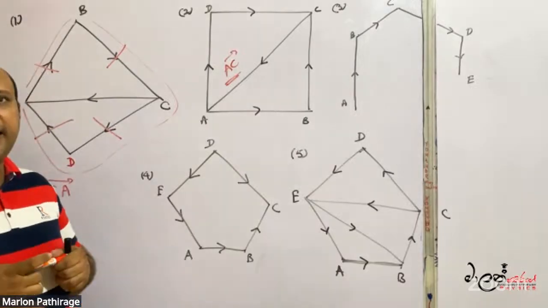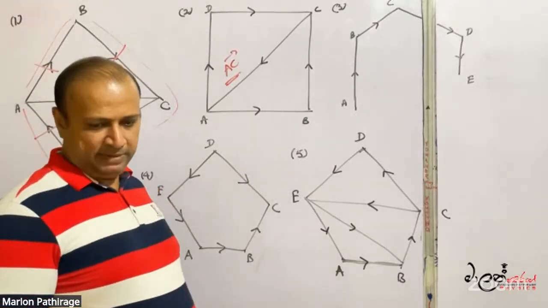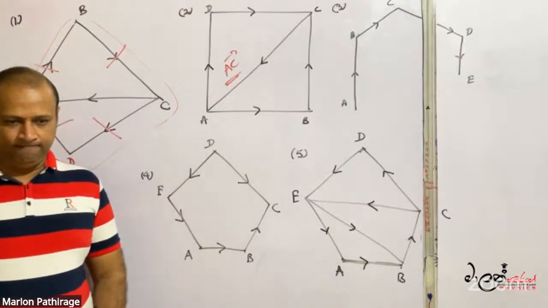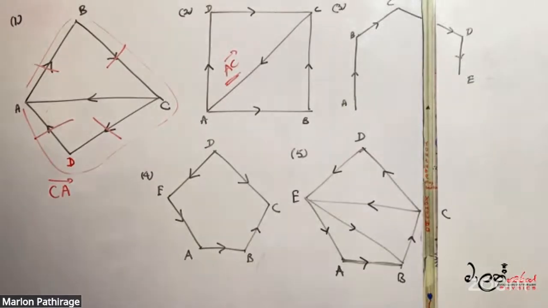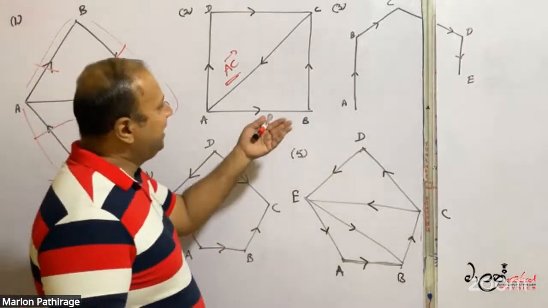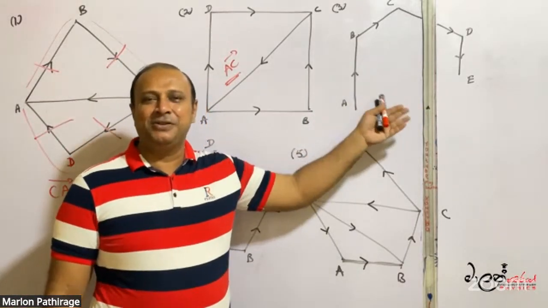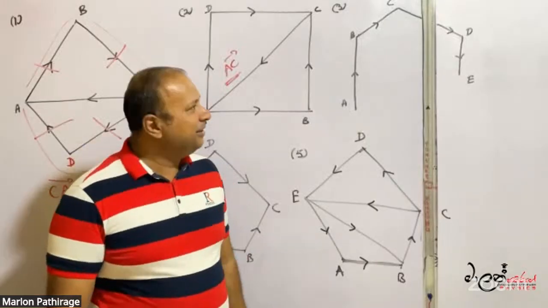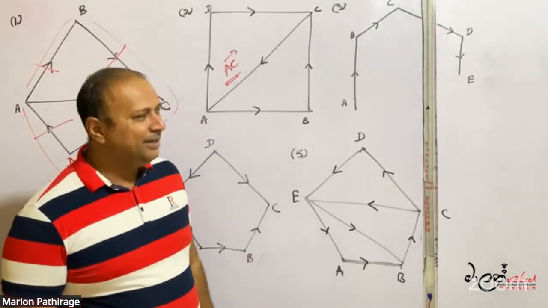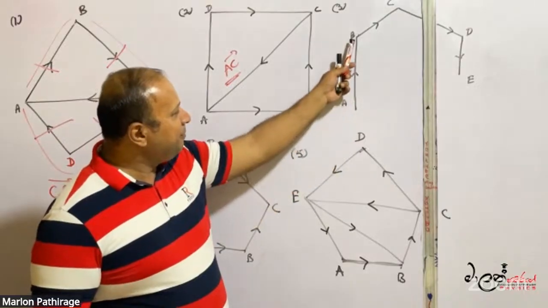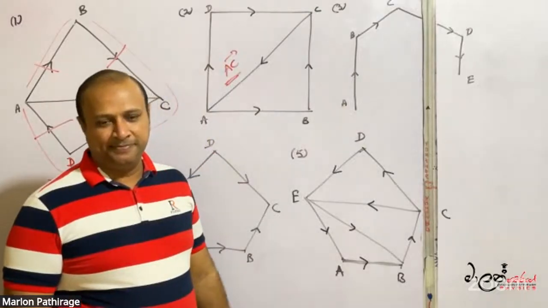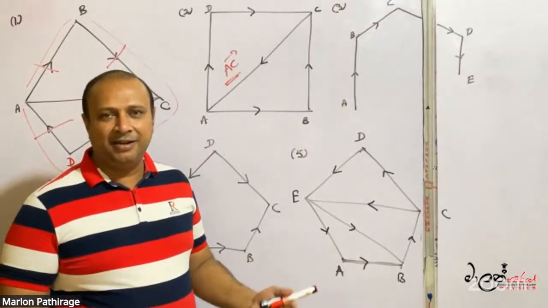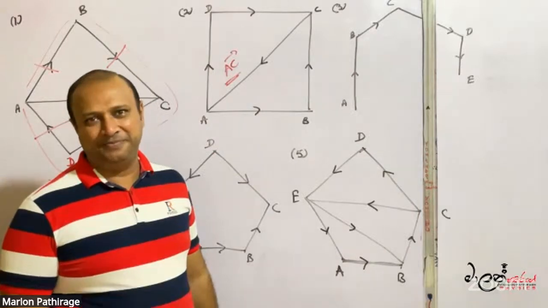Third one, is there any closed loop? No, there's no closed loop. Actually, the geometrical figure is also not a closed loop. But it is very clear. AB vector, BC vector, CD vector, and DE vector. All the endpoints and starting points overlap.